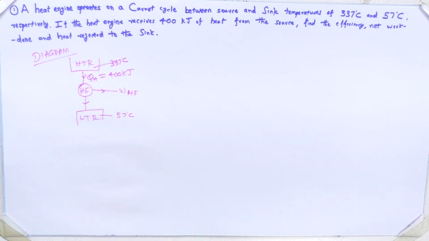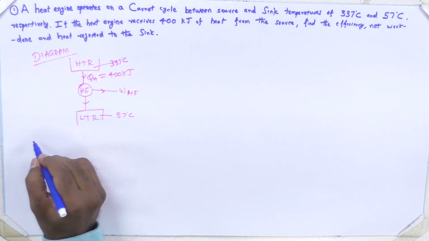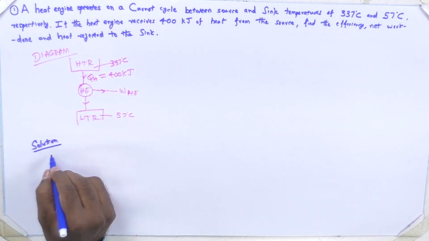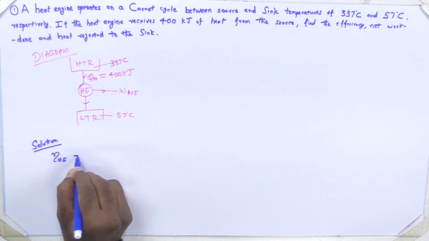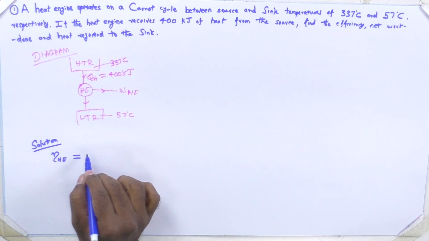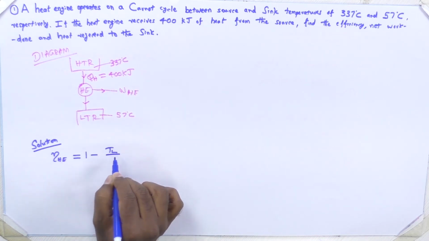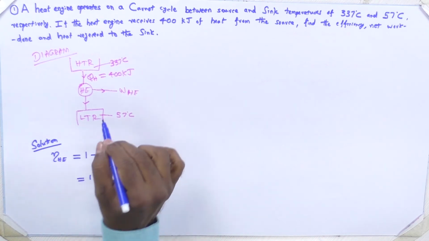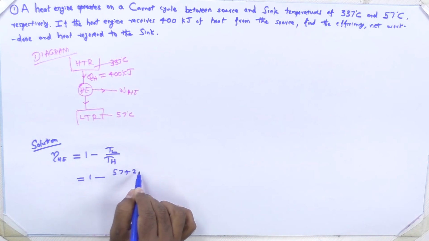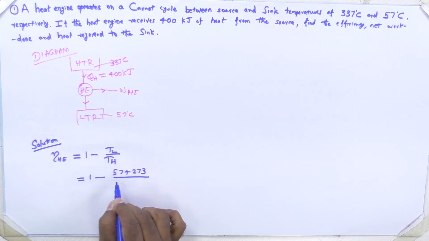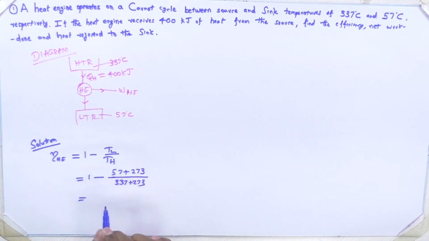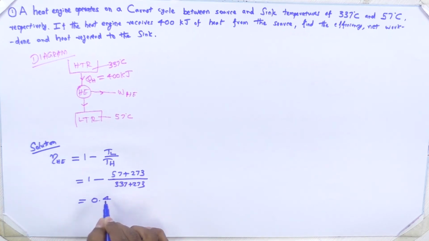Now let us go to the solution for this problem. The first thing required is the efficiency of the heat engine. We know the formula for a heat engine, efficiency is 1 minus TL by TH. So we can write the values here: 1 minus TL, the lower temperature, is 57, and we have to substitute in Kelvin only, so plus 273, divided by TH, which is 337 plus 273. When you substitute the values in this formula, you will get the value of 0.459. This is the efficiency of the heat engine.